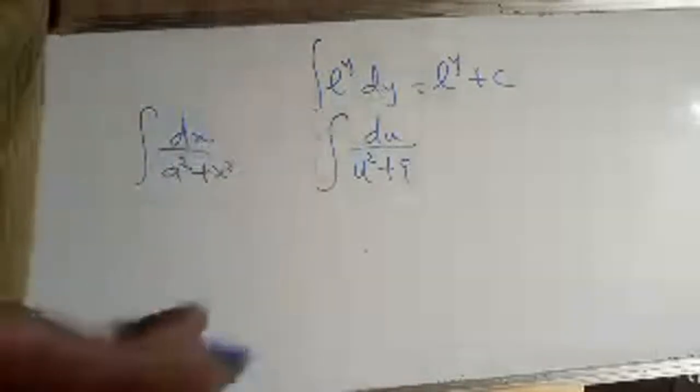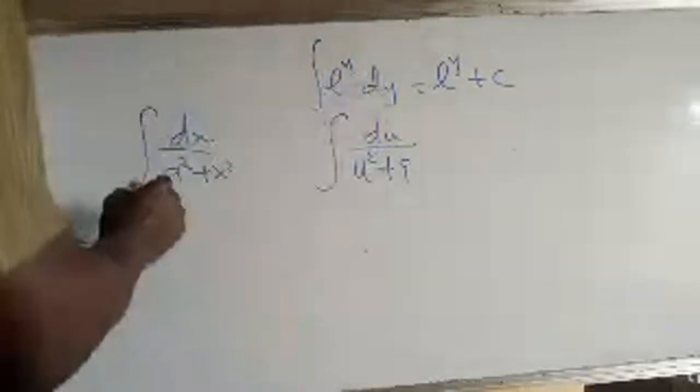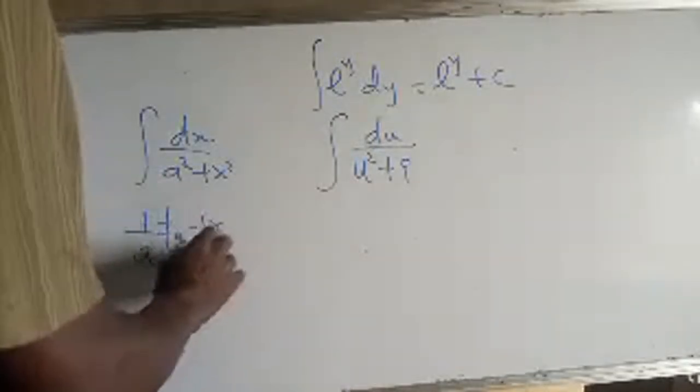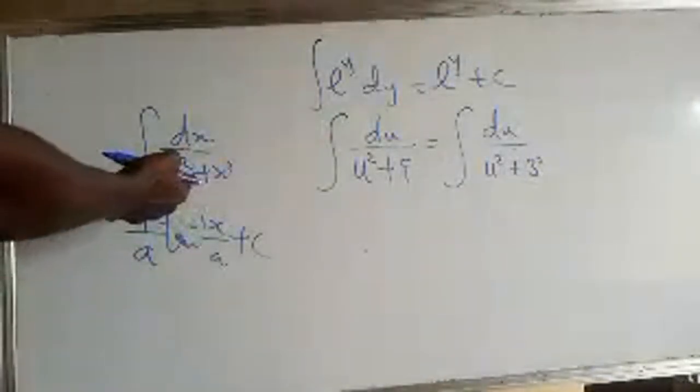So what you're going to do now, if you recall, we said that the result should be 1 over a arctan x all over a plus c. So now we try to evaluate this by saying that this will be the integral of du all over u squared plus 3 squared. Okay, you can now see that this looks like this.